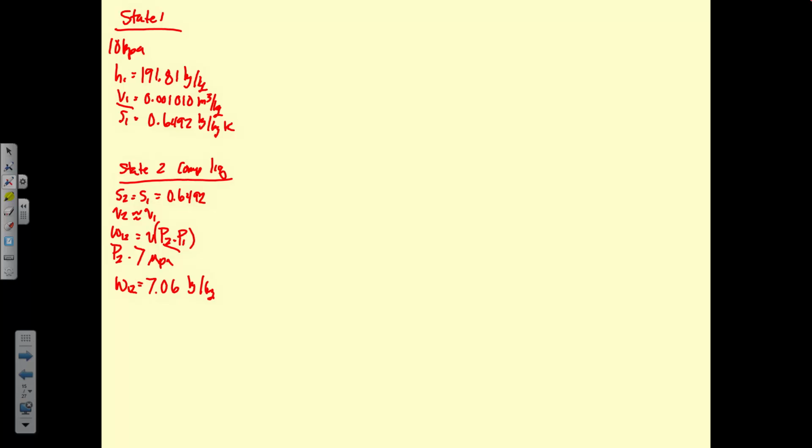Okay, so we calculate the work from 1 to 2 using P2 and P1. Then we can solve for h2 if needed. h2 is equal to h1 plus the work from 1 to 2. So we find h2 is 198.87 kilojoules per kilogram.